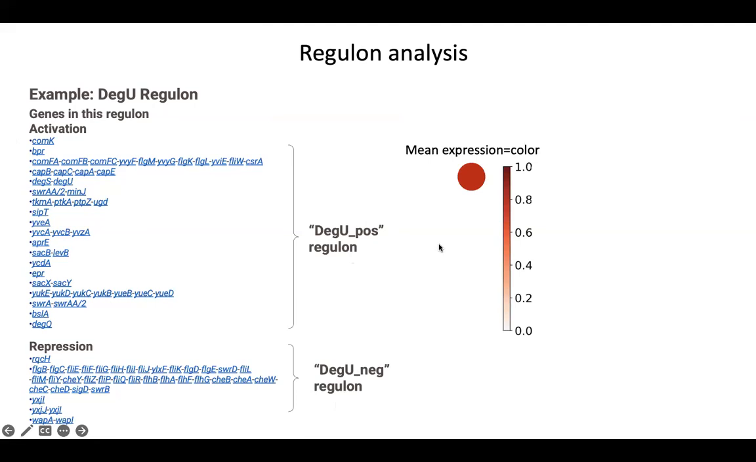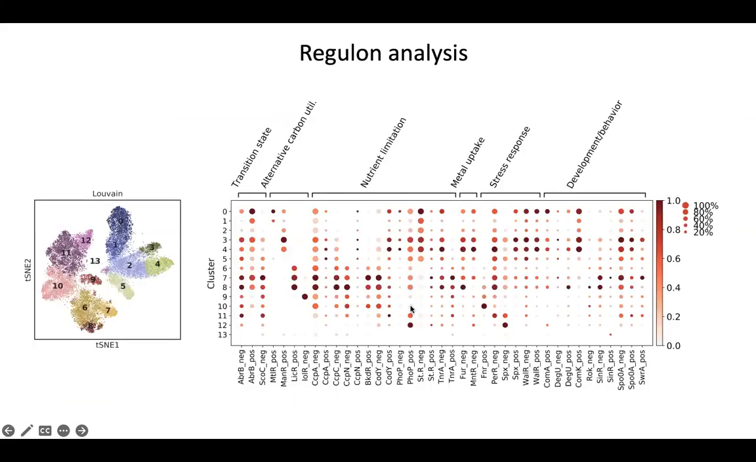And then we can plot the mean expression of genes in each of these regulons as the color of the dot, and then we can represent the proportion of cells expressing these genes in each cluster as the size of the dot. And now we can do it for all of the regulators in the database, and this is the select set of them that belong to these interesting, diverse categories on top, and they're shown for each cluster in the data. And so we can read this plot in 2 ways, maybe.